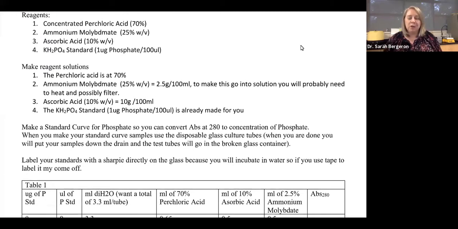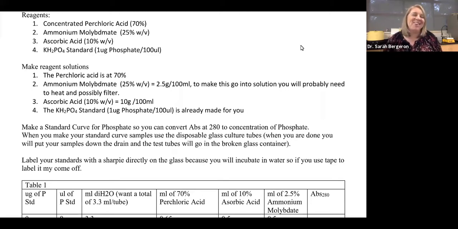The perchloric acid is already at 70%. That was what was in the hood. Ammonium molybdate, 25% weight by volume. Weight by volume is always going to be in units of grams per milliliter. So you would put 2.5 grams of the ammonium molybdate per 100 mils of DI water. And to make this go into solution, you're probably going to have to heat it and even possibly filter it. But it's already done for you because you're not in lab today.